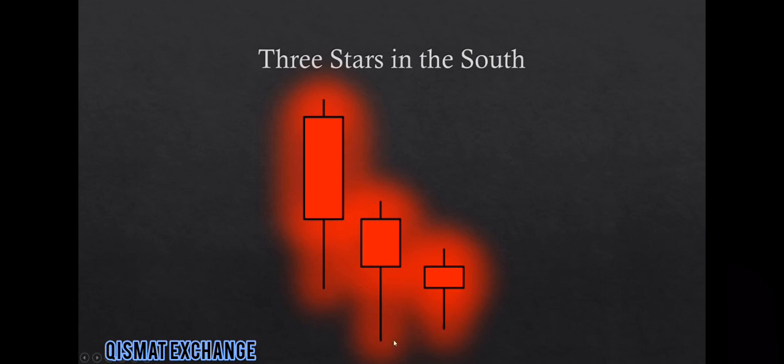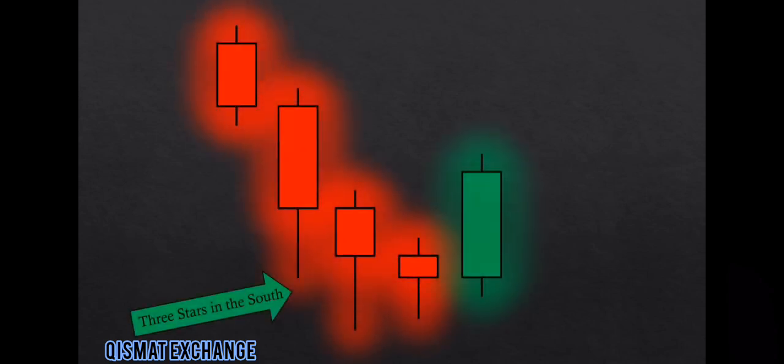This increases the strength of the 3 stars in the south pattern because the harami is also a reversal pattern. The 3 stars in the south pattern appears when price is going down in order to signal a reversal to the upside.